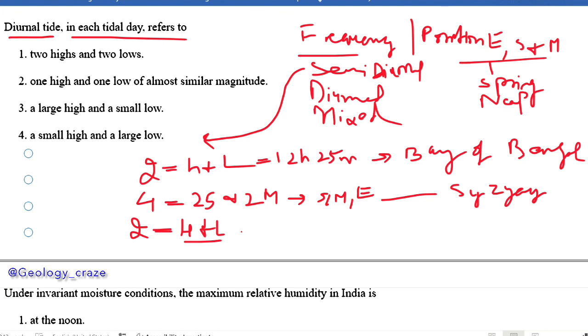With respect to our question, the question is: diurnal tide in each tidal day refers to... we know that there are two high and two low. So our option is where a large high and large low cancel, and this is our right answer. Two high and two low, total 4. So in this way we can approach this question.